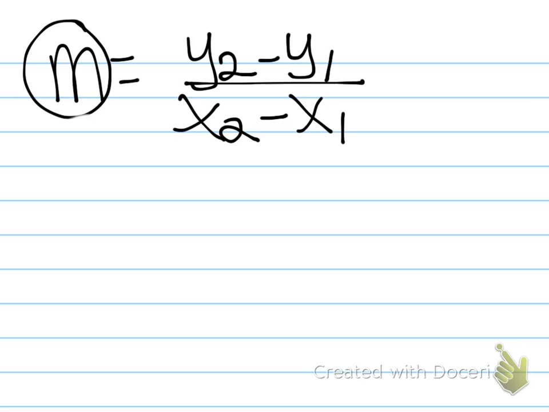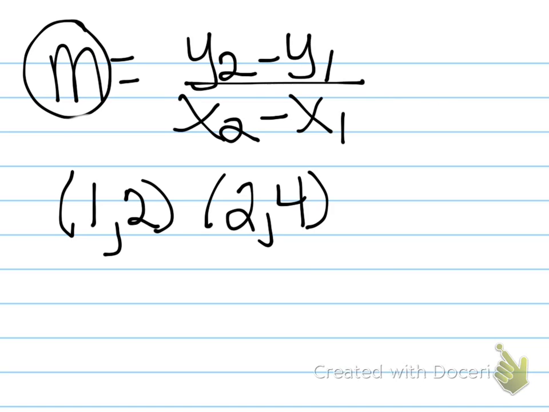Let's say we're given two ordered pairs. Let's say one of them is (1, 2), and another one is (2, 4). When we look at these ordered pairs, we have our x and our y. Here's our x, and here's our y.